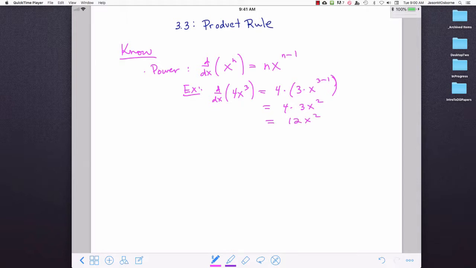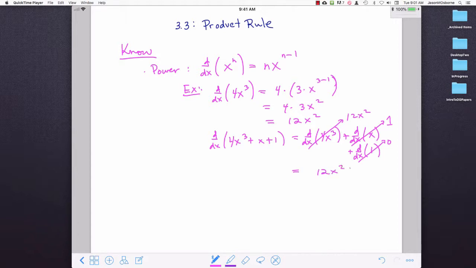Okay, and then we can extend that to the derivative of, for example, 4x cubed plus x plus 1, and you can take the derivative of each piece. Because the derivative is based on a limit, you can use the limit properties to get 12x squared. The derivative of x will be 1, and the derivative of 1 will be 0, so you would get 12x squared plus 1.